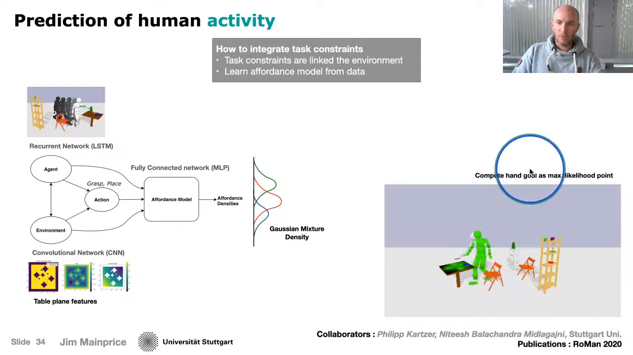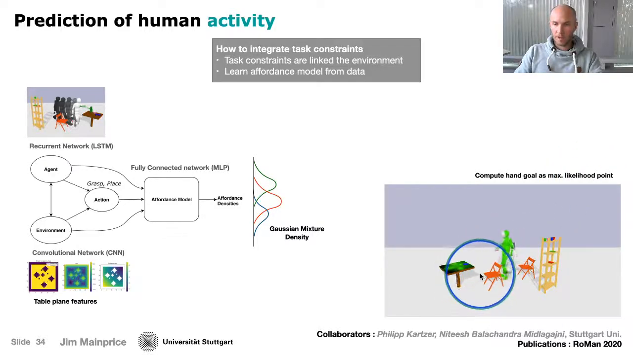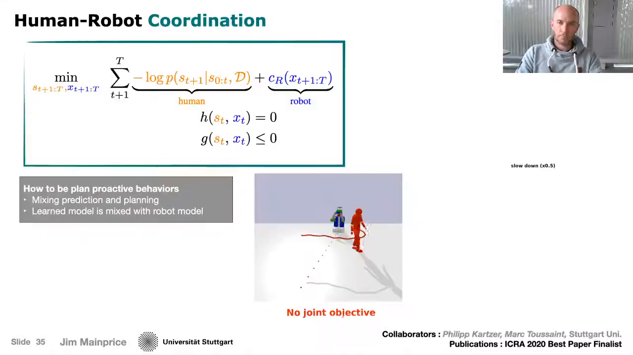So if we use the hand goal as the maximum likelihood point on these densities, we have something that we observe here. So here we have just extracted these constraints from the data, not the oracle way that I just showed before. And so we can see that the prediction is also very close to the ground truth in gray.